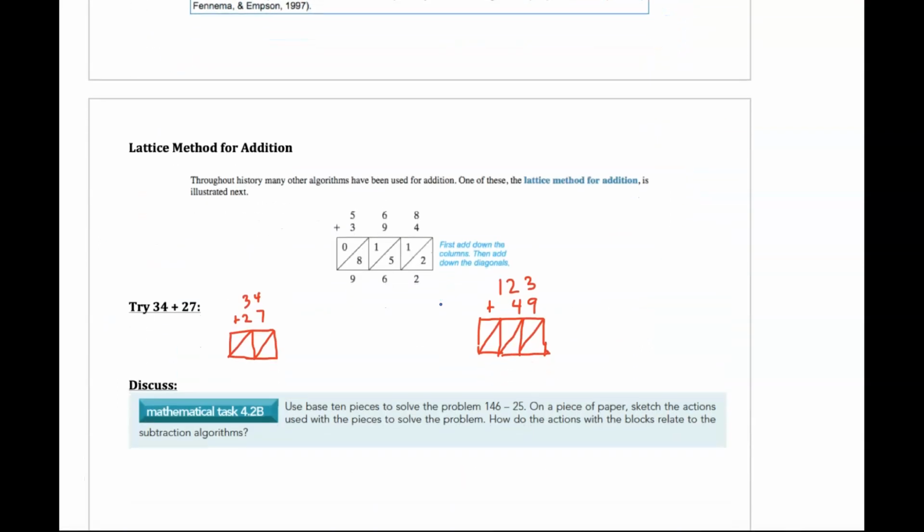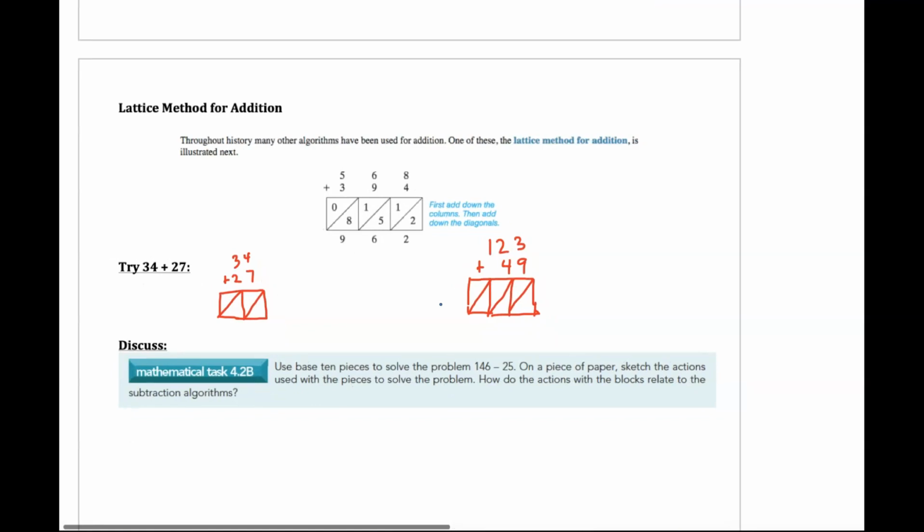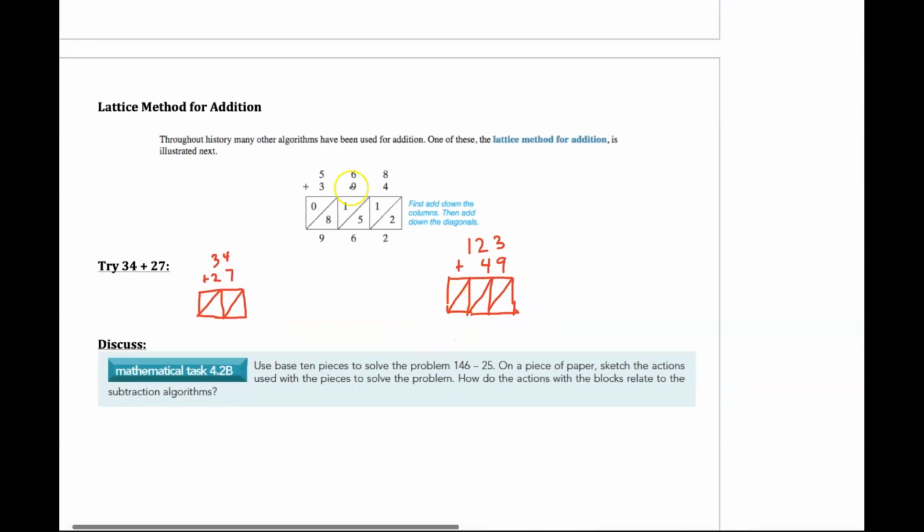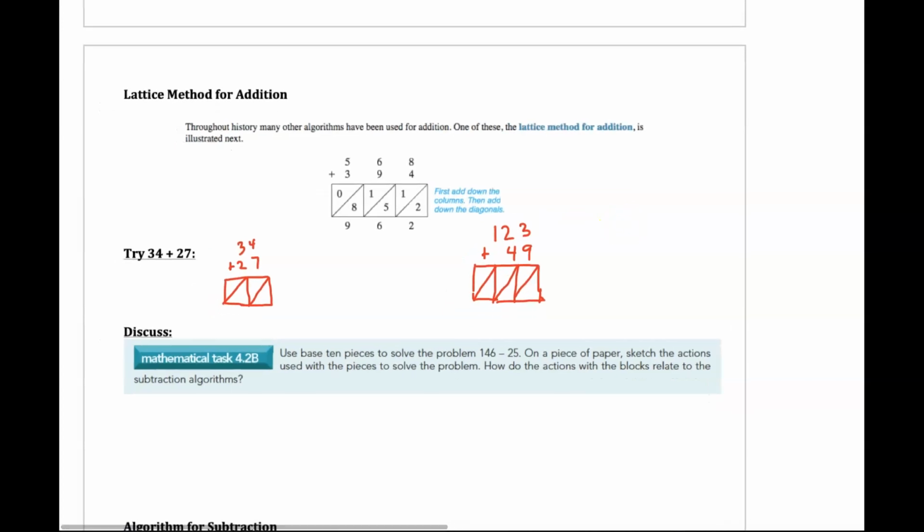There's another way to add. It's called the lattice method. And so here's the example. Take a look. I'll do 2 examples for you here. What you do is you put your sum together and then make this configuration, what's called a lattice. That's a lattice there. 4 plus 7 is 11. 3 plus 2 is 5. So 0, 5. Keep your digits.